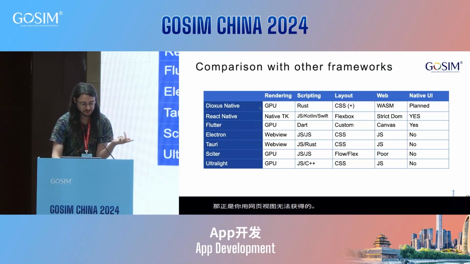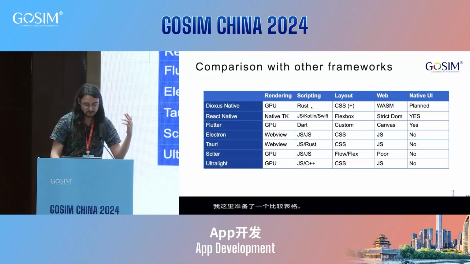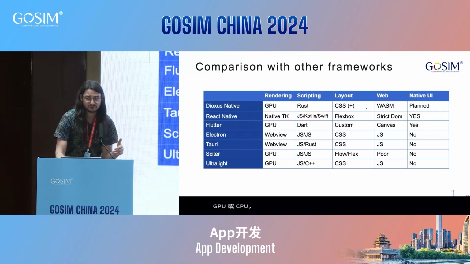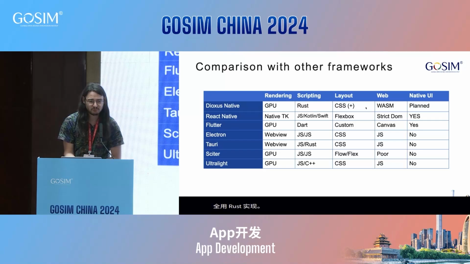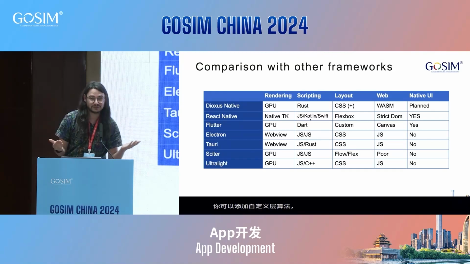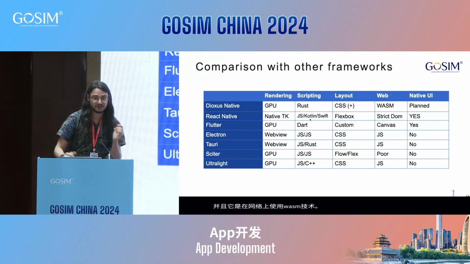You can see Dioxus Native is doing GPU, or CPU but mostly GPU, rendering. It's all in Rust. The layout is CSS. There's a potential to extend CSS, so you can add your own custom layout algorithms. Whether people want to do that is another matter. And it is using WASM on the web. And we plan to do native UI, but it's not there yet. It renders natively on a native app, but there's no integration with the actual native toolkits such as SwiftUI, etc.